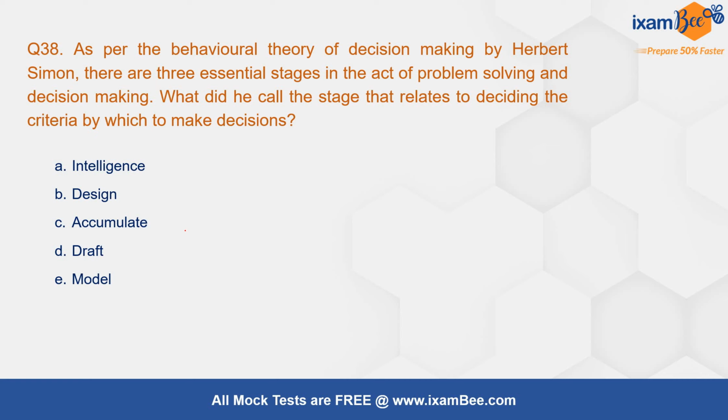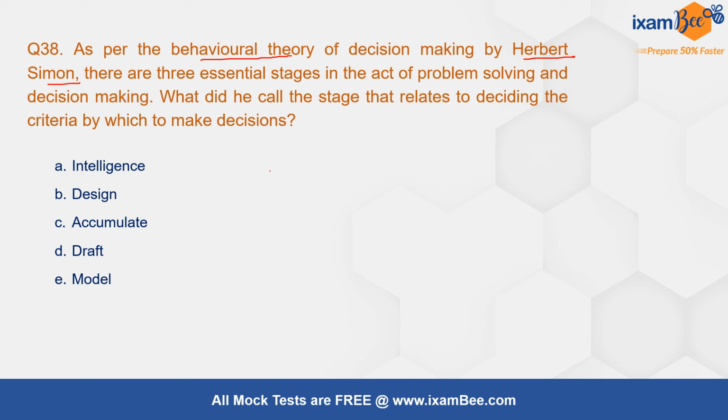Next question, as per the behavioral theory of decision making given by Herbert Simon. So two things you can remember, behavioral theory, and this is given by Herbert Simon. There are three essential stages in the act of problem solving and decision making. So he gave a 3-stage method. What did he call the stage that relates to deciding the criteria by which to make decisions?